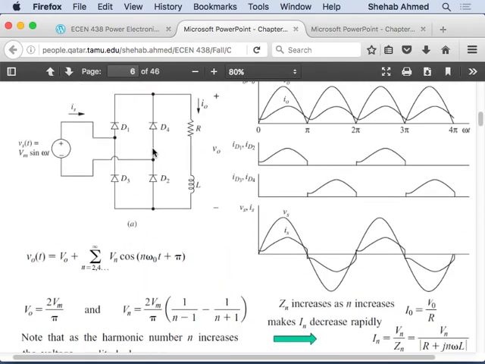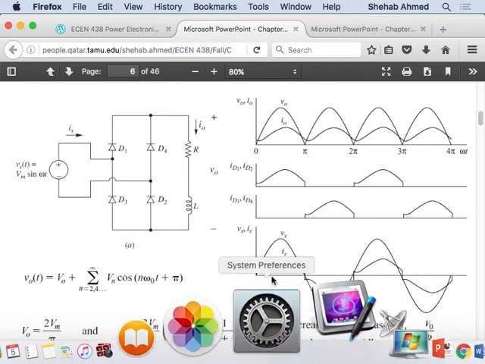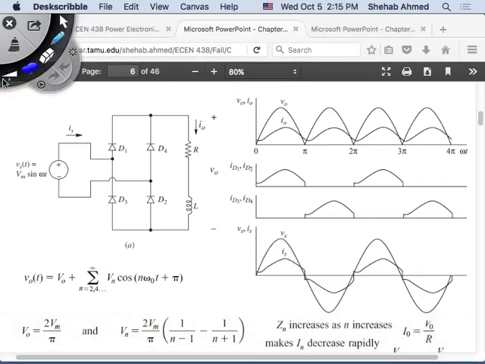Okay. How about if I increase the inductance? Remember we said if I increase the inductance, I can assume that I can model this inductance as a current source. If I maintain this as a fixed current, what do you think these waveforms will look like?